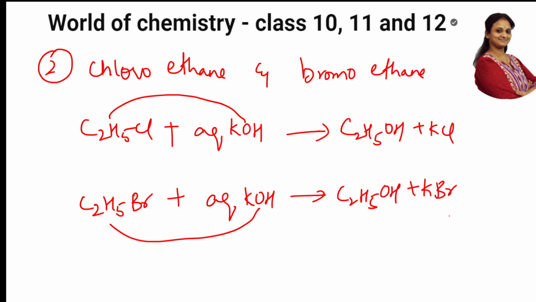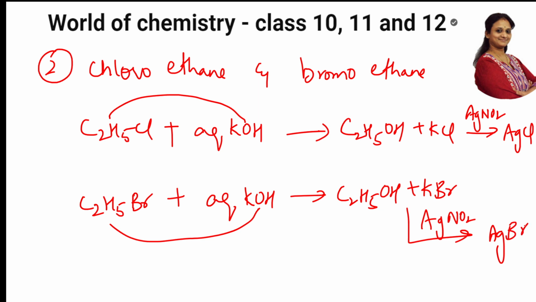How will I test both of them? Here, when you add AgNO3 to this, you will be getting AgCl. Here, when you add AgNO3 to this, you will be getting AgBr. Now, you tell me, students, which color is this? This is a white PPT. What is the color of this PPT? This is a yellow PPT. Are you finding the difference? Like that, a lot of examples are there.